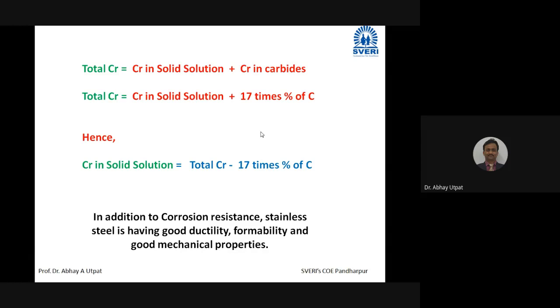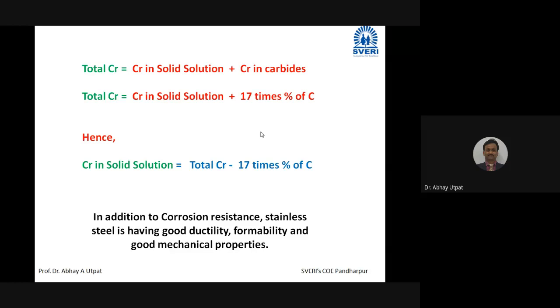So out of that 20% chromium, how much chromium will form the carbide? So 17 times the percentage of carbon. So make 17 into 0.5. How much quantity? 17 into 0.5 is equal to 8.5. So out of that 20% chromium, 8.5% chromium will form the carbides. Are you getting the logic?